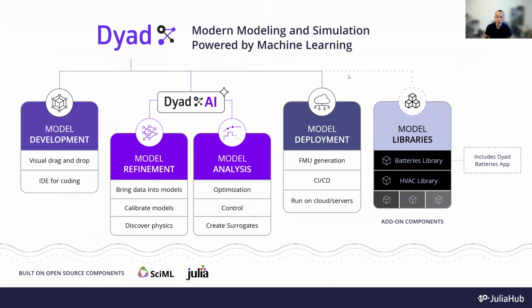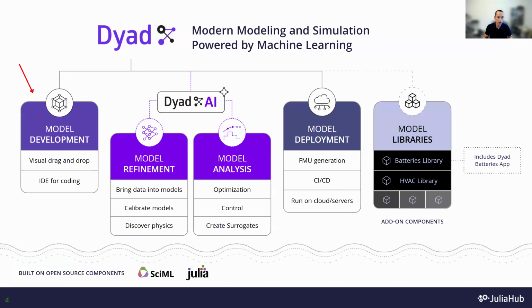Okay, so while both Julia and SciML are fully open source, we here at JuliaHub are building out an ecosystem for enterprises to adopt scientific machine learning as well as Julia. And at the center of this ecosystem is Dyad, which is our modern modeling and simulation framework powered by machine learning. Dyad is built on open source components, specifically, of course, the SciML ecosystem and Julia.